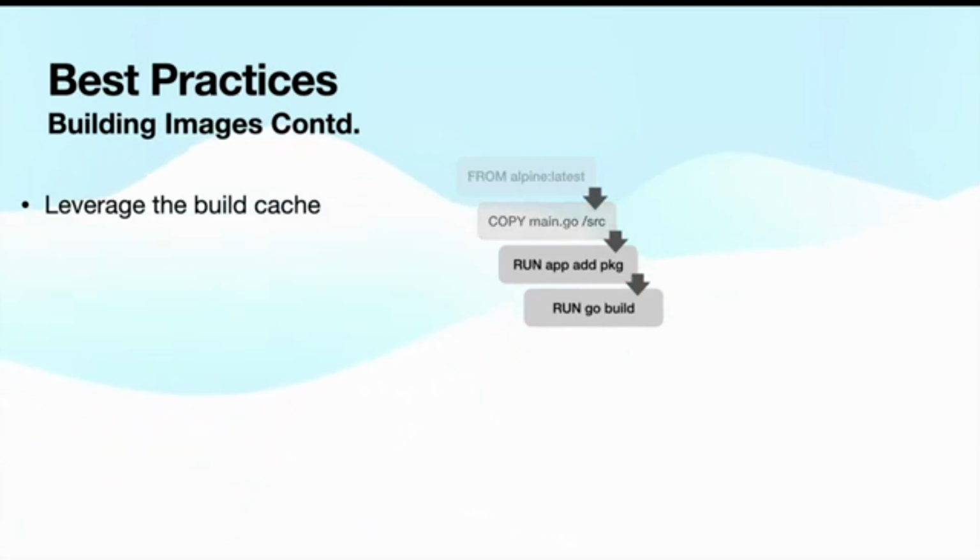The cache layer will be invalidated if the instruction in a new build includes a change. For example, if you change anything in the main go file, the cache layer is invalidated on that, and all the layers on top of that will also get invalidated as well.